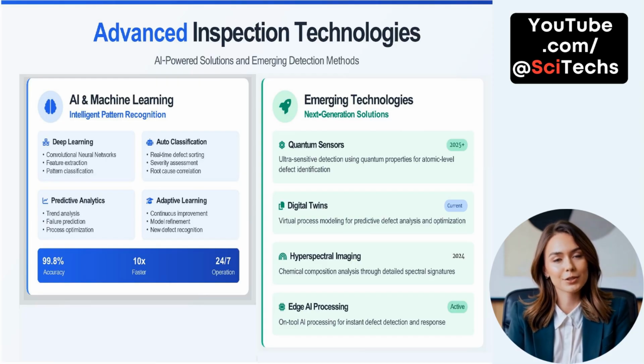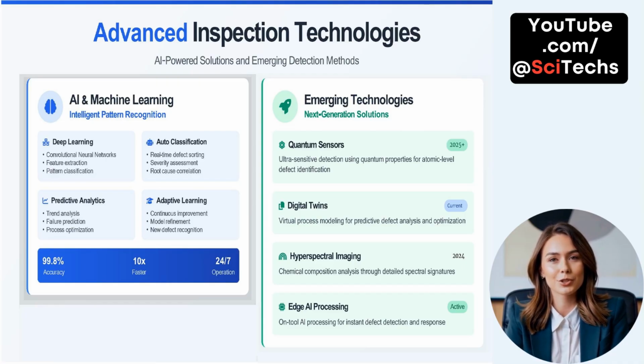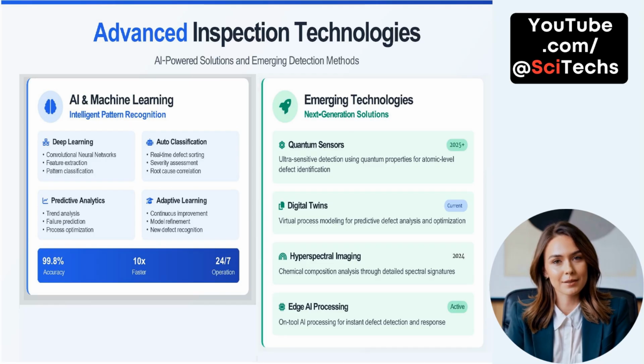Auto-classification handles real-time defect sorting and severity assessments while providing insights into root cause correlations. Predictive analytics uses trend analysis and failure prediction to optimize processes and reduce downtime. Adaptive learning ensures continuous model refinement, driving ongoing improvements and recognizing new defect types as they emerge. These capabilities deliver 99.8% accuracy, operate 10 times faster than traditional methods, and are available 24/7.